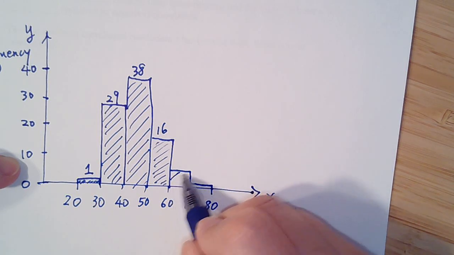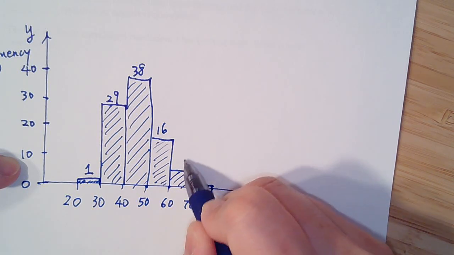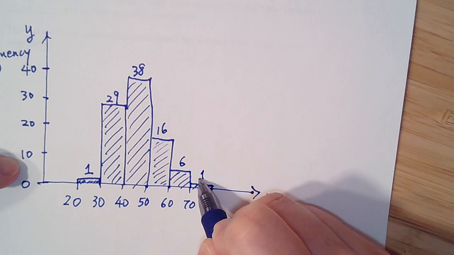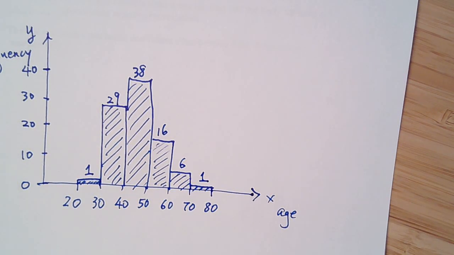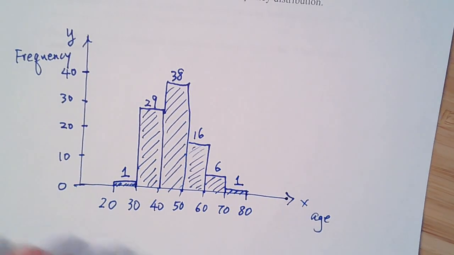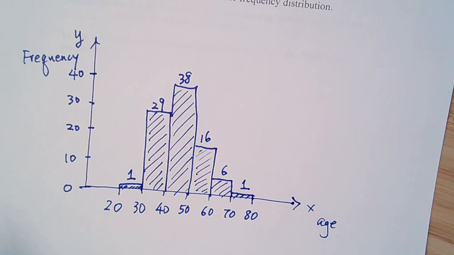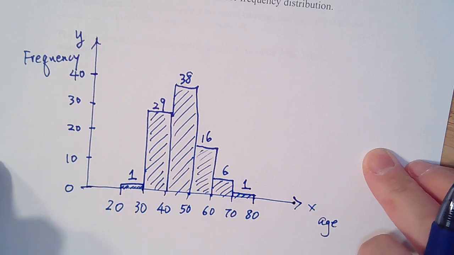Okay, so I shade those. I put a 6 and 1. Okay, I'm done. And this is a very, very good answer. So if you show me the histogram for frequency looks like this, you get all the points. Okay.